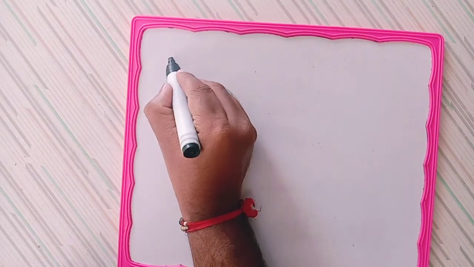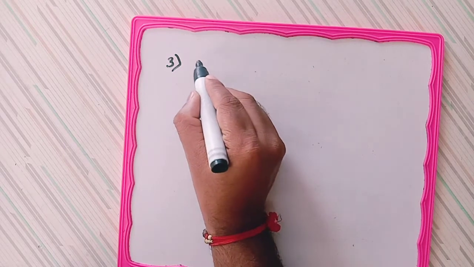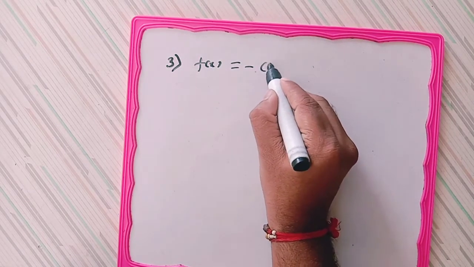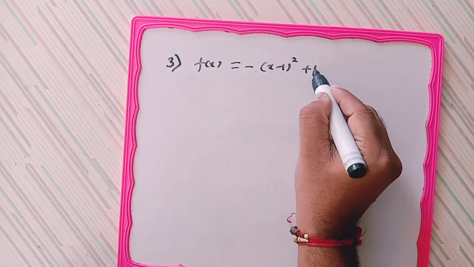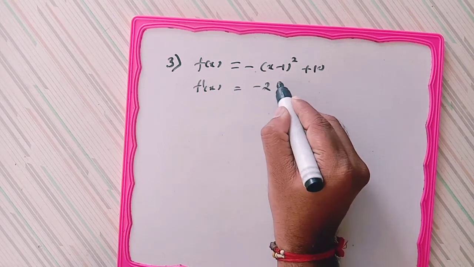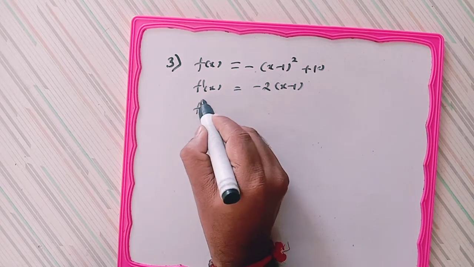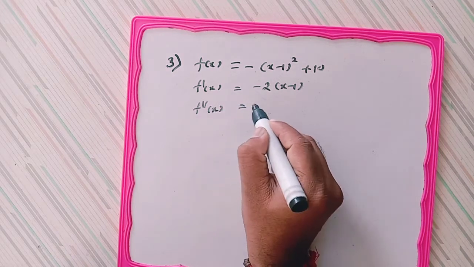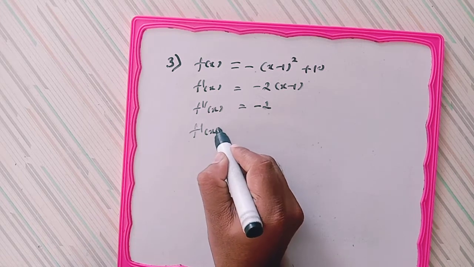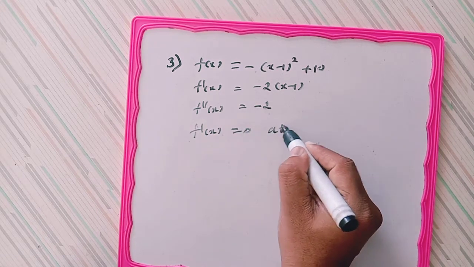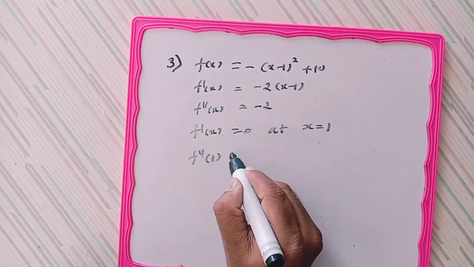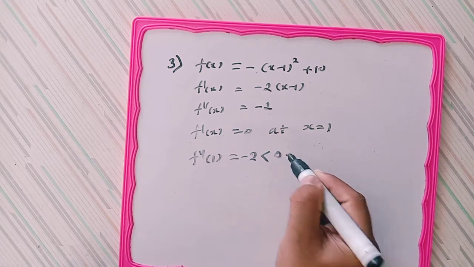In the third question we are given f(x) equals minus of (x minus 1) square plus 10. So f'(x) we can take minus of 2 into (x minus 1) and f''(x) is minus 2. So f'(x) equals 0 at x equals 1, and so f''(1) we calculate, which is minus 2, less than 0.